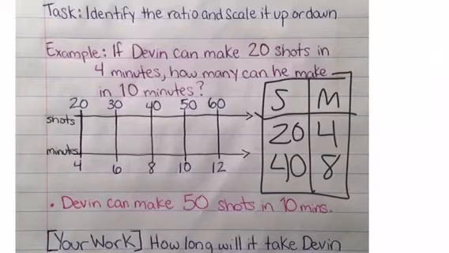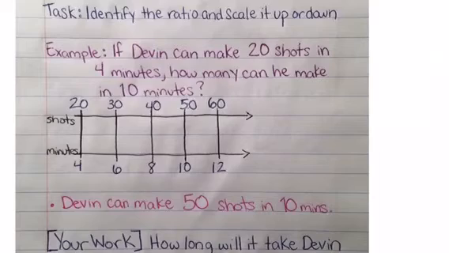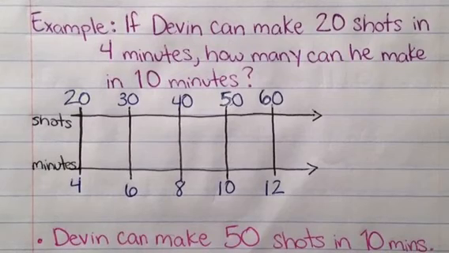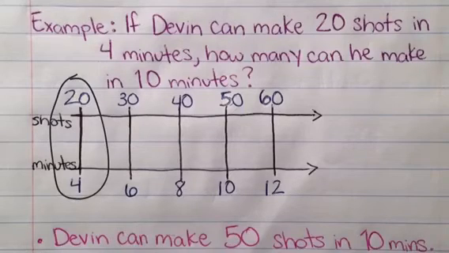What I've chosen to do here on these notes is use a double number line. I think it's easy to use and easy to understand. So what we've done here is we've taken Devin's ratio of 20 shots to 4 minutes and we put it on a number line. Our X value is shots, so that's our top line. Our Y value is minutes, so that's our bottom line. So we start with 20 to 4 and then we just continue to scale it up. So we go from 20 to 4, 30 to 6, 40 to 8, 50 to 10, 60 to 12.